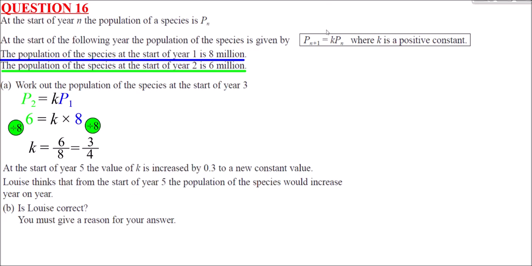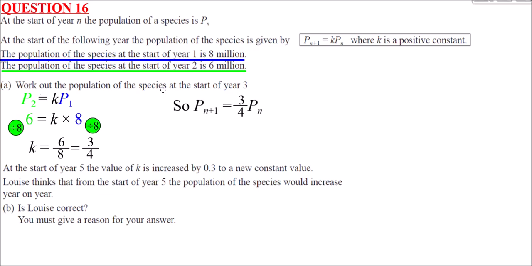We then have our complete equation. Now we know what k is. So the full equation is Pn plus 1 is 3/4 of Pn. So the next year's population is just 3/4 of what it was for the previous year. So we're going to lose 1/4 of the previous year's population each and every time. However, for part B, something changes. But before we get to part B, we need to finish off part A, don't we?